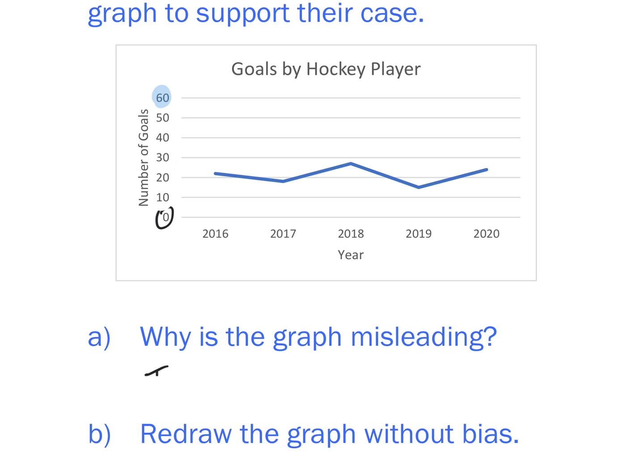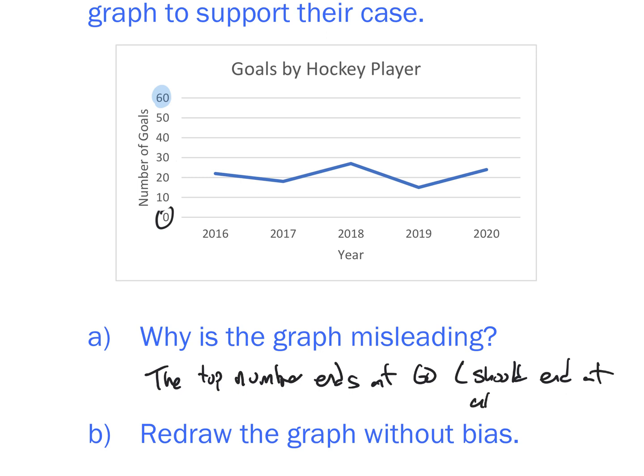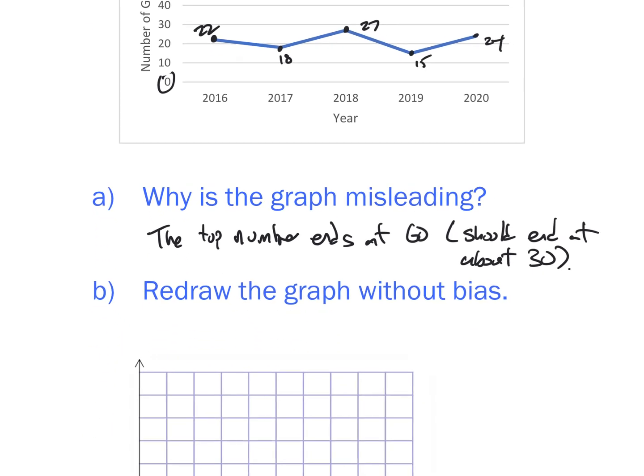So the top number ends at 60, and it should end at about 30. So let's redraw the graph without bias. So let's estimate what these numbers are going to be. And we might be a little bit off, but that's okay. I would say that this one is 22. Here, you're probably looking at 18. Then we're looking at about 27. Down here, it looks like 15. And up here, let's say 24. So I'm going to just jot those numbers down here so we have them: 22, 18, 27, 15, and 24.